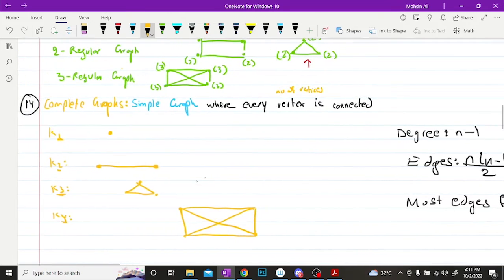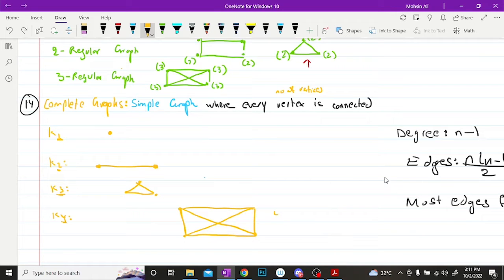The degree of any complete graph is given by n minus 1. As you can see, 1 minus 1 would be 0, so the degree of this vertex is 0. For this one, it's going to be 2 minus 1, so the degree of each vertex is going to be 1. And for this one, since you have 4 vertices, 4 minus 1 would give you a degree of 3. So this checks out.